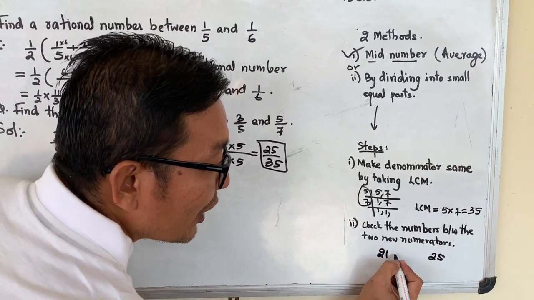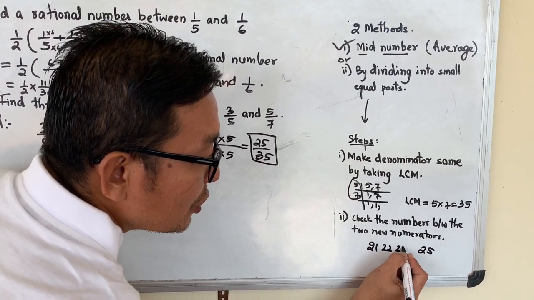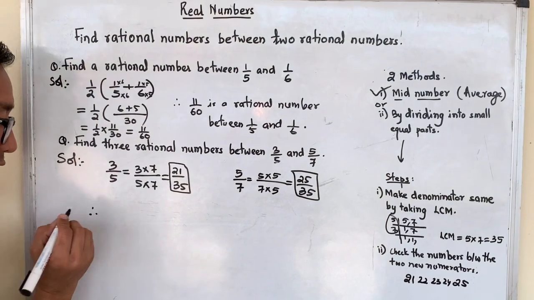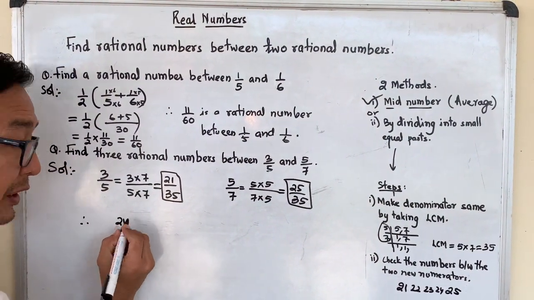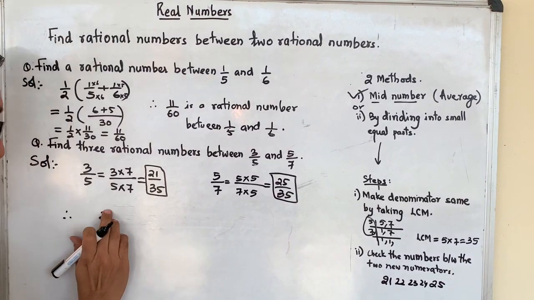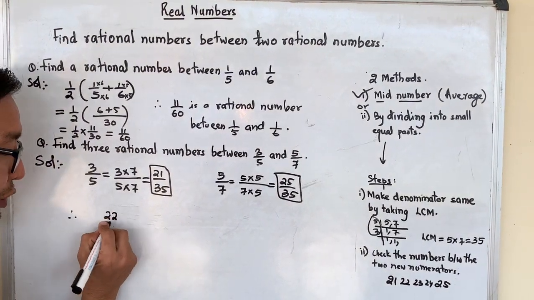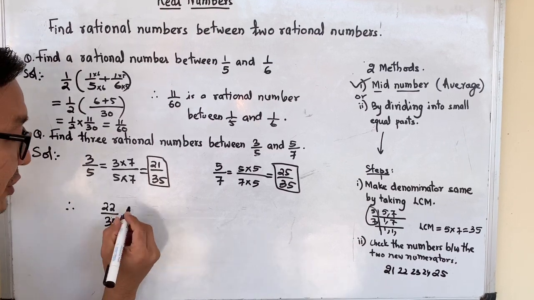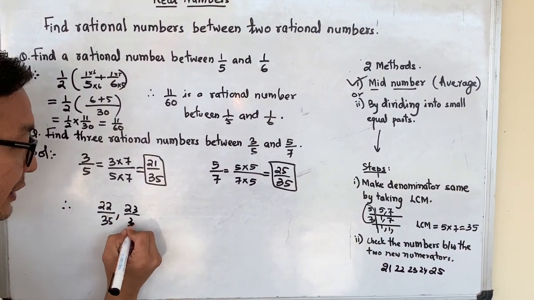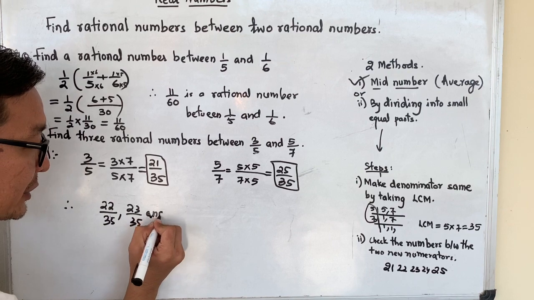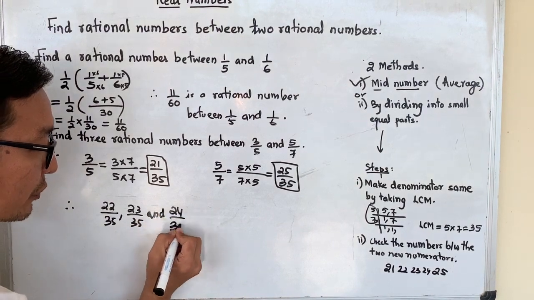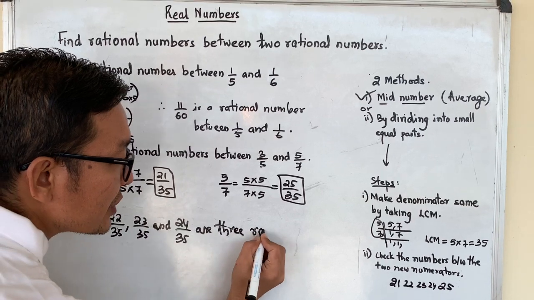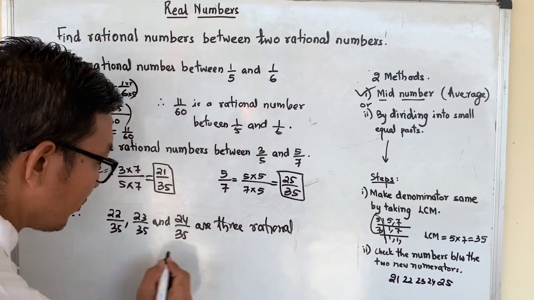22, 23, 24. Therefore the denominator is 35, so 22 by 35, 23 by 35, and 24 upon 35 are three rational numbers between.